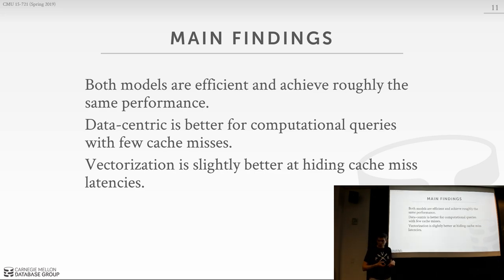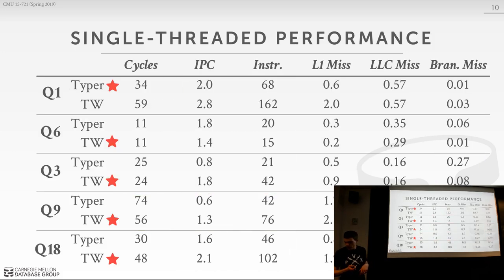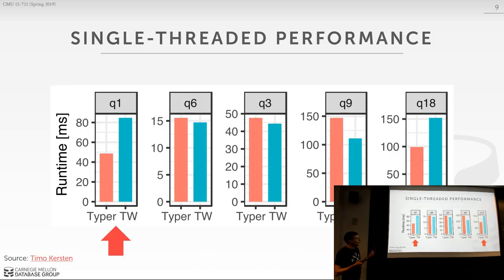Just to be clear also, when we go back to the runtime here, yes, it looks like Hyper is much better, but this is about 50 milliseconds, and this is like 85 milliseconds. So a 30 millisecond difference on a 1 gigabyte database is like nothing. And as the paper pointed out, both of these systems are still two orders of magnitude faster than what Postgres and a disk-based system can do. So we're really shaving off cycles and milliseconds here, and at some point you get diminishing returns.